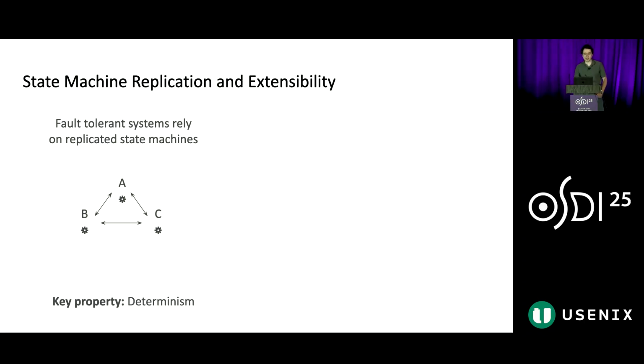So here at OSDI, we all like fault-tolerant systems, and a common way of implementing fault-tolerant systems is through the use of a replicated state machine. And here, each replica is going to maintain a local copy of a state machine, and then uses a deterministic function to decide on the next state transition. And thanks to the determinism, each local replica stays in sync with all the others.